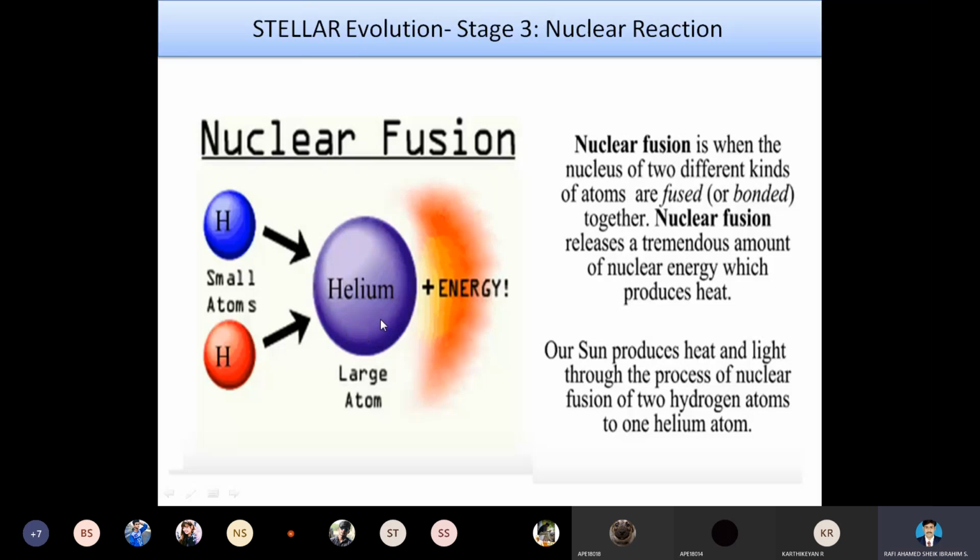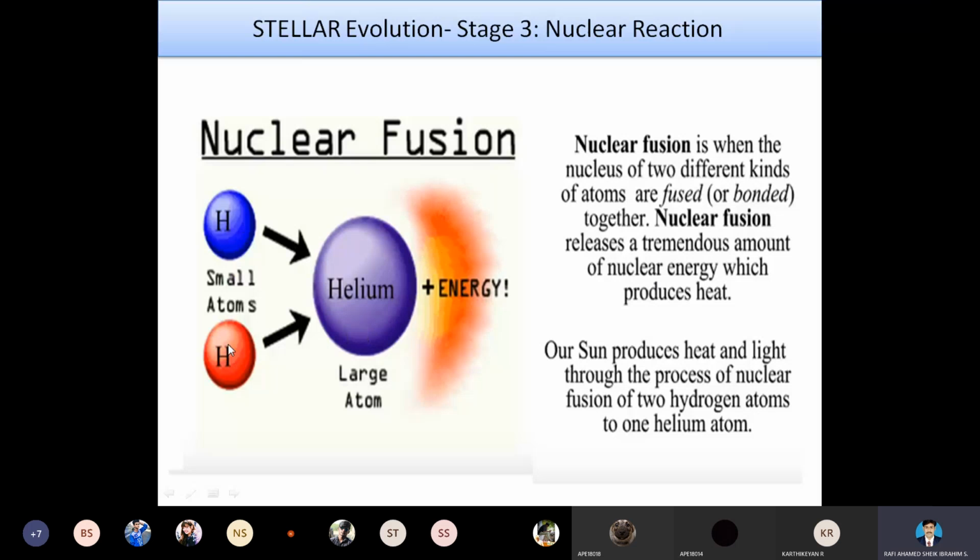So here we have taken a small atom. The small atom is nothing but hydrogen, fused with this large atom. The large atom is nothing but helium. When the hydrogen is fused with the helium, a large amount of energy is produced in the form of heat. It takes place in the form of heat.